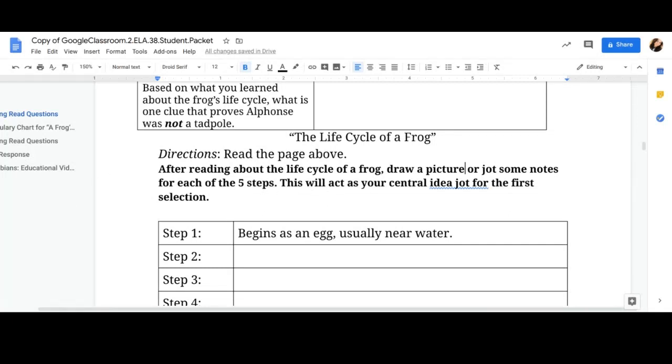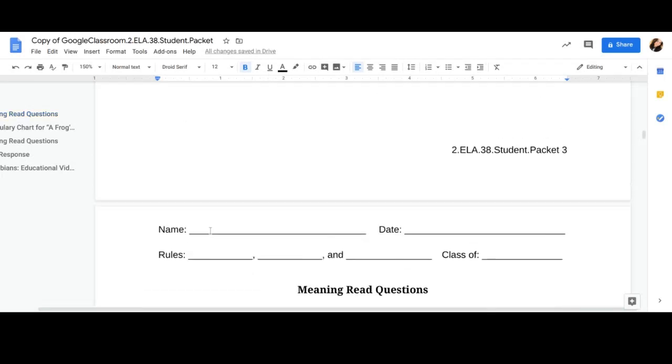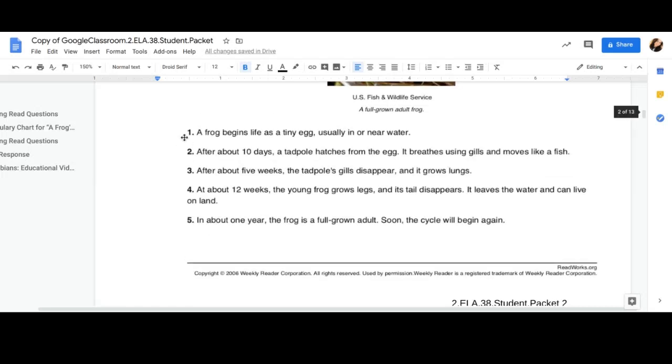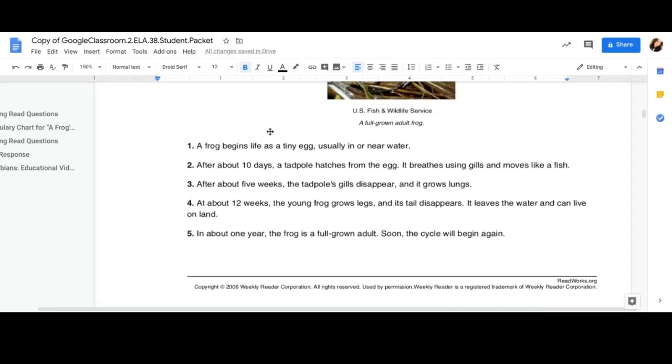Okay, so I've already done step 1. When I look at step 1, that means go to number 1, and I want you to summarize the text in your own words. That means try to shorten it up or use different words. Now, right here we have 1. A frog begins life as a tiny egg, usually in or near water.